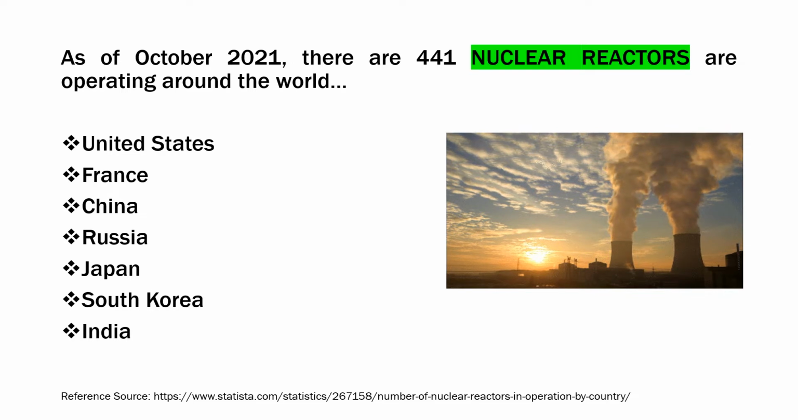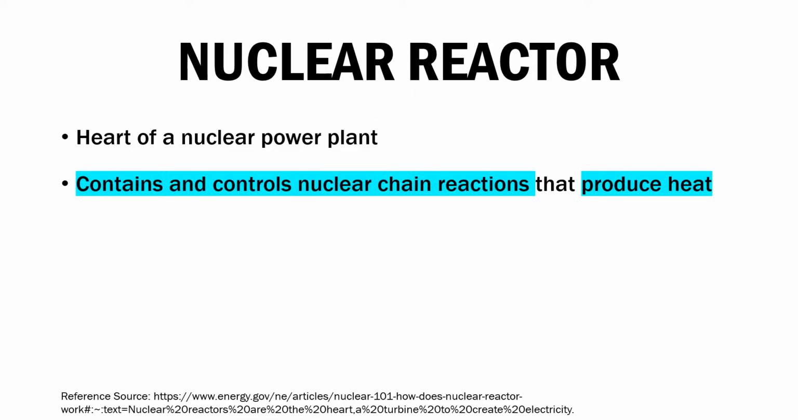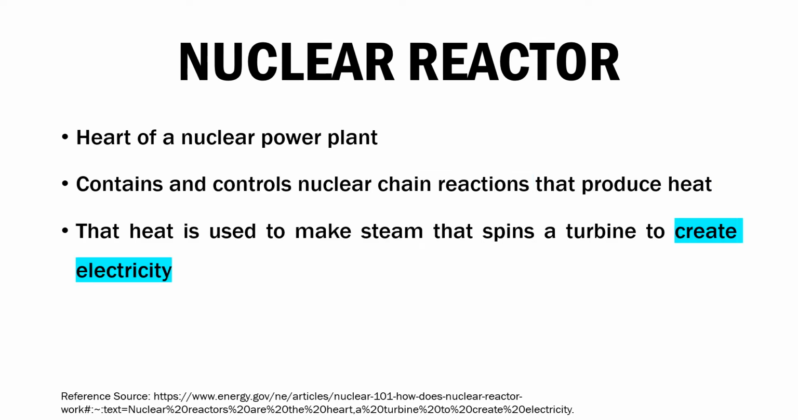So, do you know what a nuclear reactor is? I will introduce you to the general concept of it. A nuclear reactor is the heart of a nuclear power plant. A nuclear reactor contains and controls nuclear chain reactions that produce heat. And that heat is used to make steam that spins a turbine to create electricity. These are the basic concepts of a nuclear reactor in words.